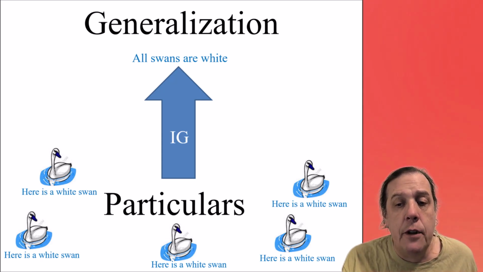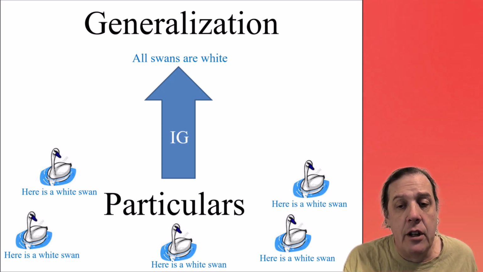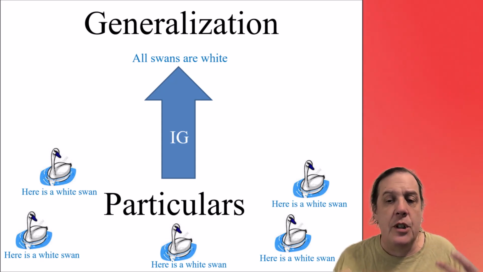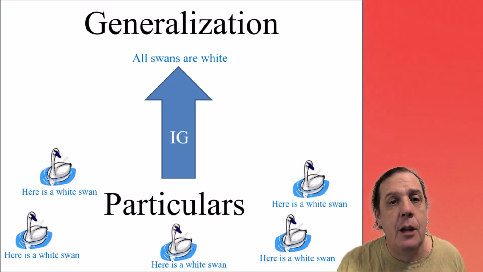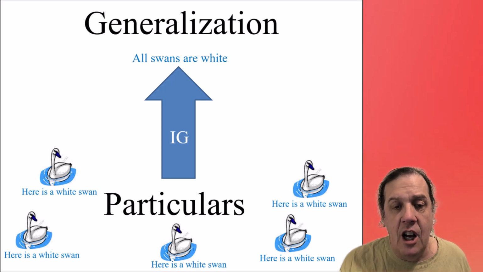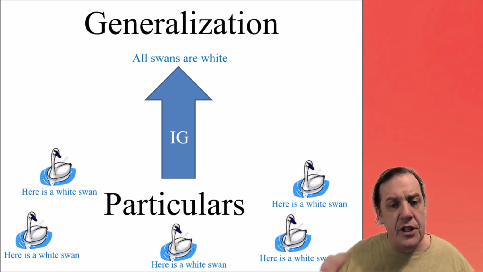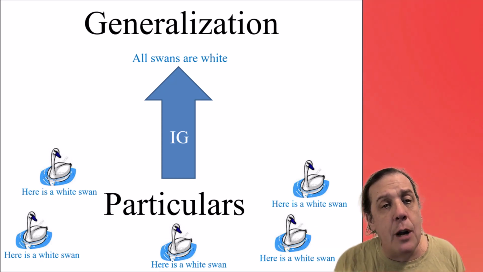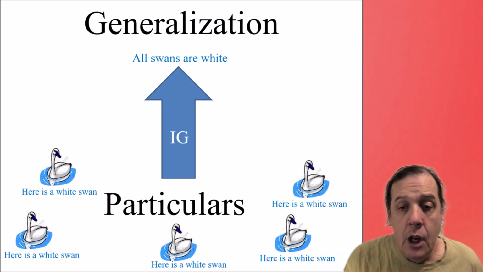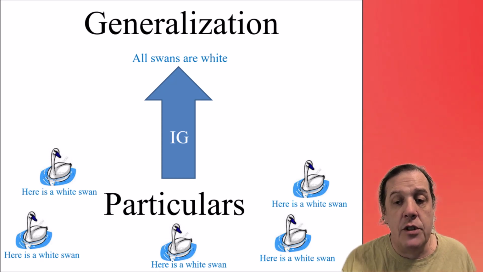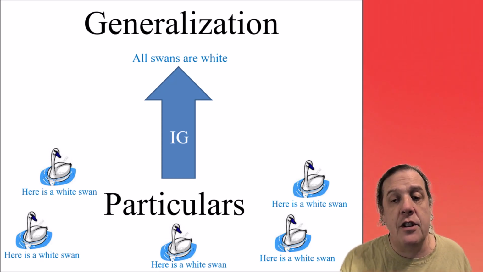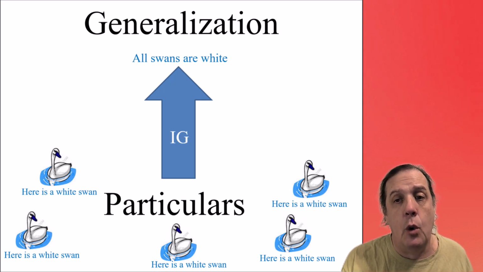This slide is just an intuitive visual representation of what is going on with inductive generalization. In the lower part of the slide are images of clip art swans that just represent particular experiences. Look, here's a white swan. Here's another white swan. I keep seeing swans, and every time I see them, they are white. And at the bottom, we have the word particulars. That just represents these particular experiences. The arrow going up represents inductive generalization. And that leads us to the generalization, all swans are white. So the general statement was inferred after having particular experiences with individual swans and discovering that they were all white.